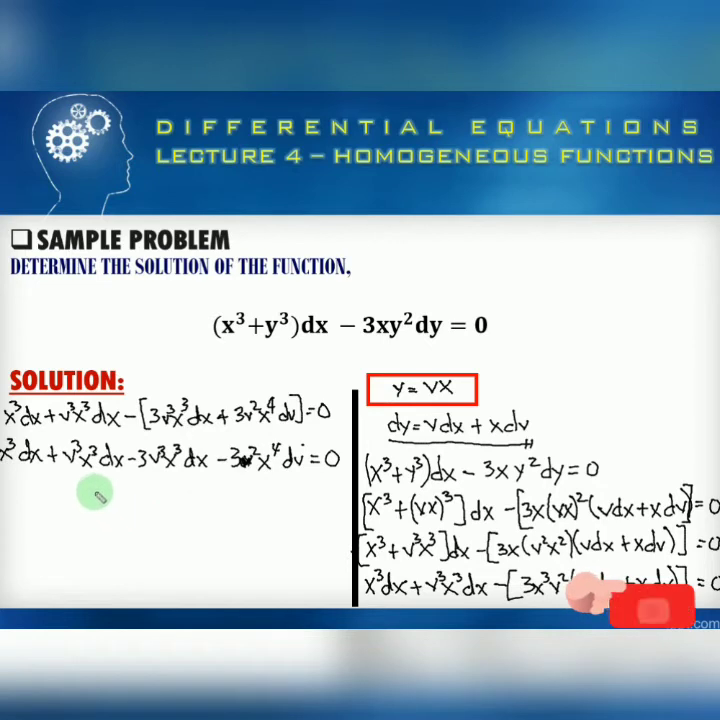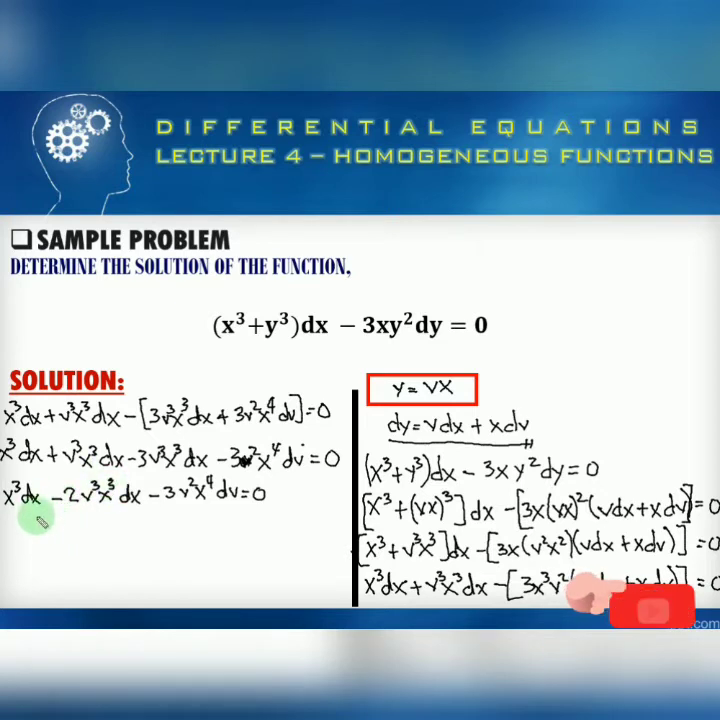So if we are going to simplify this one, first we have x cubed dx, and then we have like terms here, we have b cubed x cubed and we have b cubed x cubed, so plus 1 and negative 3, so this would be minus 2b cubed x cubed dx, and then we have here minus 3b squared x to the fourth db is equal to 0.